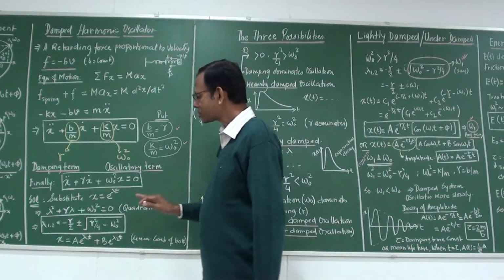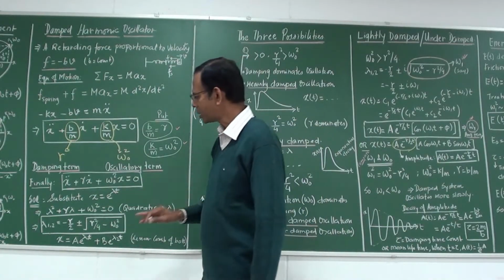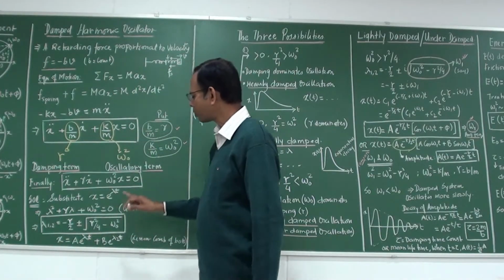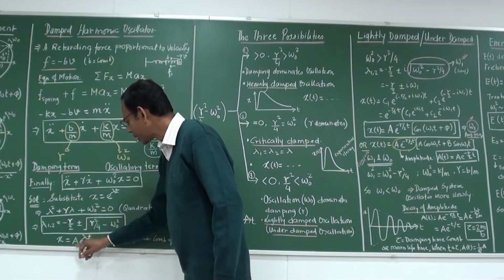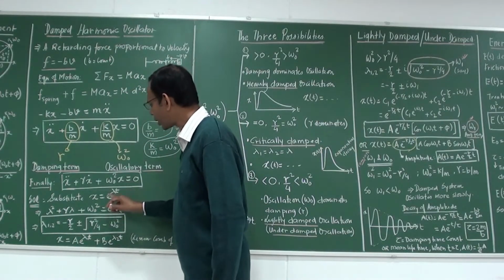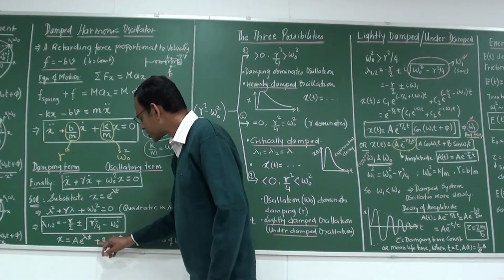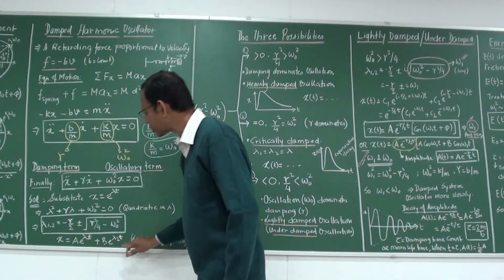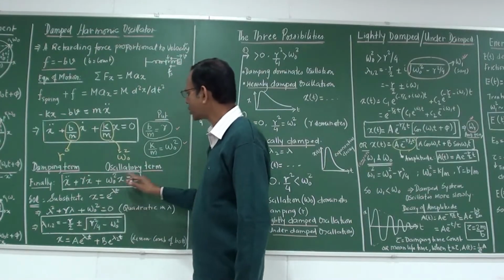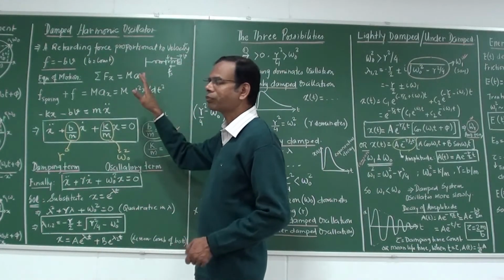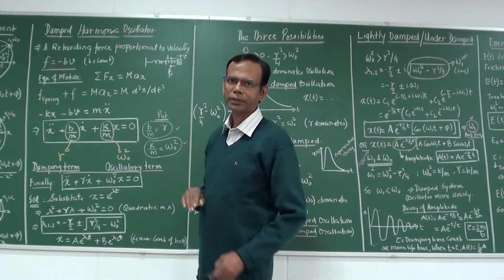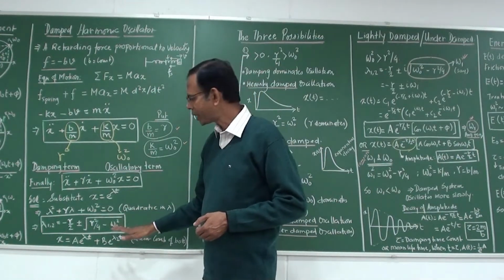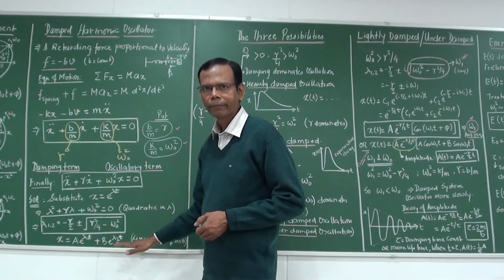Now the general solution we write as a linear combination of both of them. That is x is equal to a e to the power of lambda 1 t, that is one solution, plus b e to the power of lambda 2 t. So that is the general solution of this second order differential equation of a damped harmonic oscillator. I hope I am clear till here. Fine.